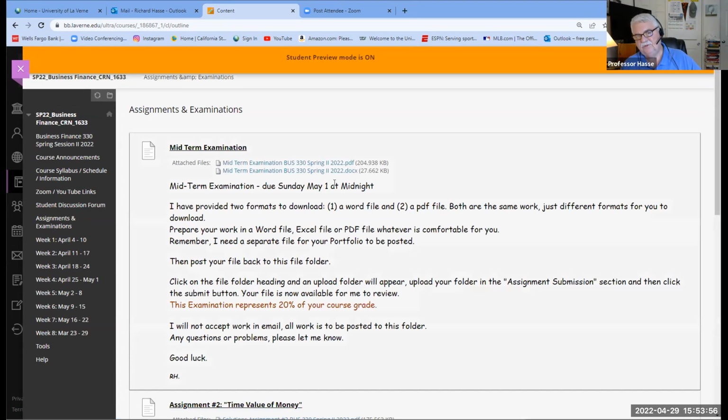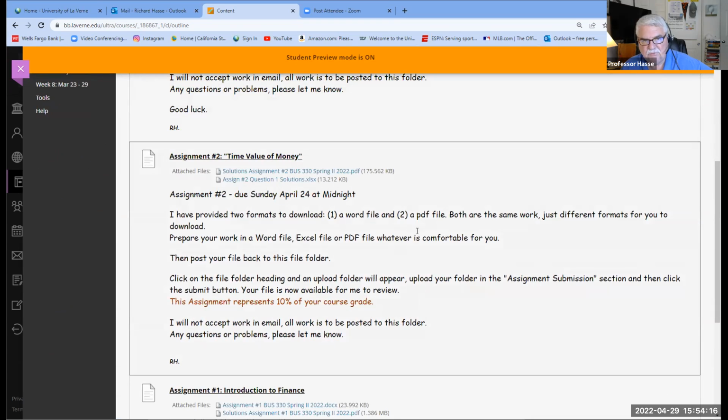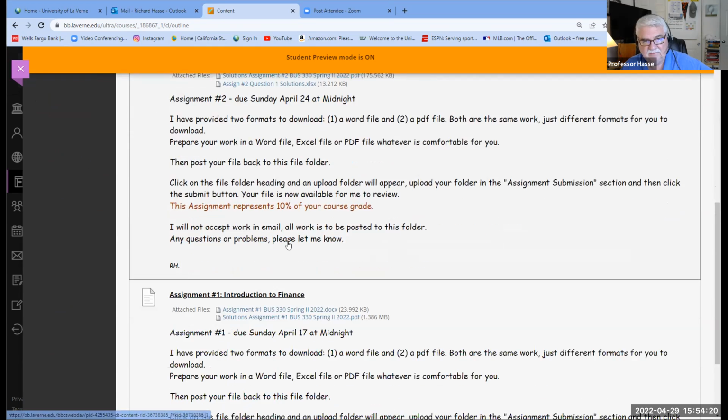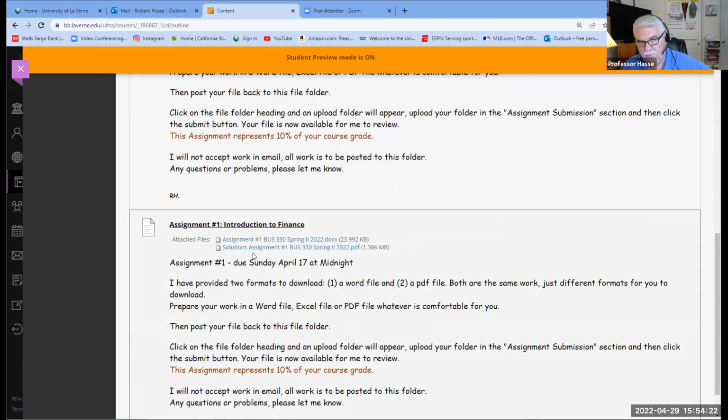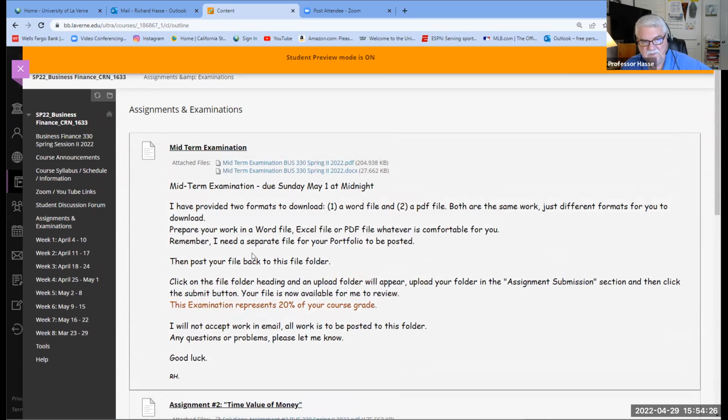There's the midterm examination that you are working on this week. Don't forget, you're probably going to give me 2 files on this examination. The file where you're answering the multiple choice questions and the essay questions, and then the file of the spreadsheet of your portfolio. Do not forget that. Here are the assignments, number 2 with the solutions and the Excel spreadsheet of those solutions, and assignment 1 with the solutions to that work as well. That can be good review for the midterm.